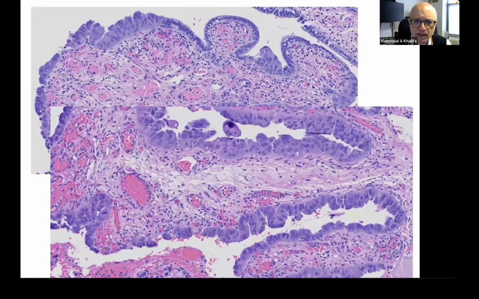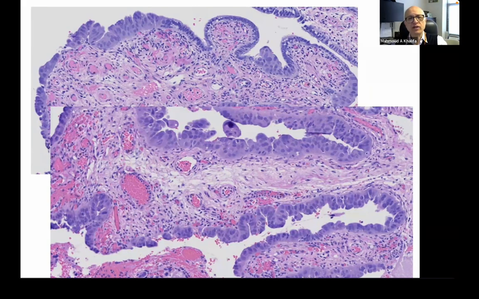Here's another field. You can see mitosis. You can see stratification. This is STIC. Do you have to do P53? You don't have to. Well, I am a minimalist. I don't like doing stains unnecessarily. I don't like billing the patient. I don't like billing insurance. I think I can recognize this as a STIC, and I don't need to do P53.